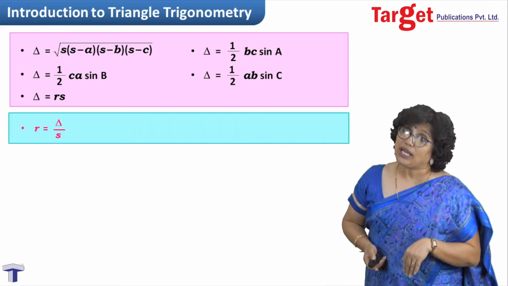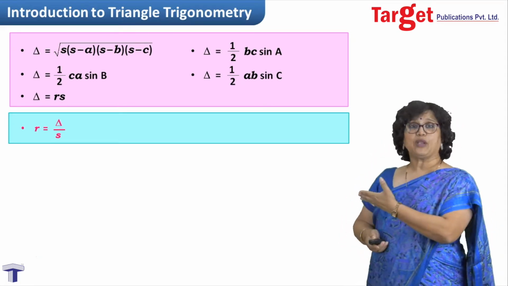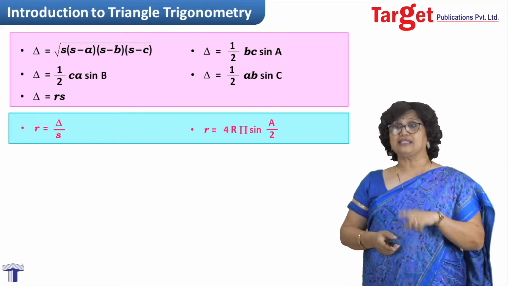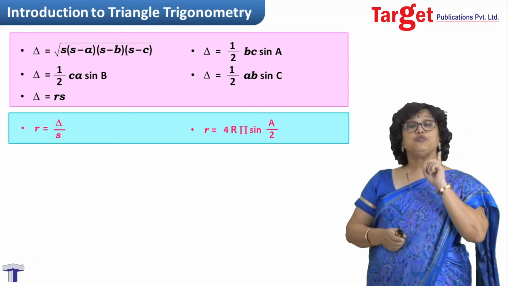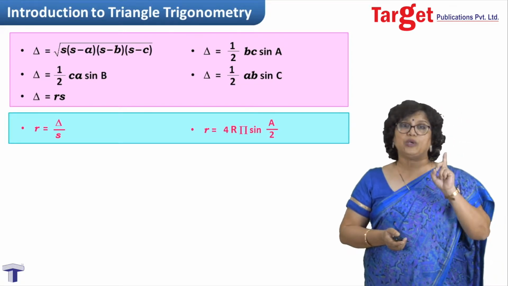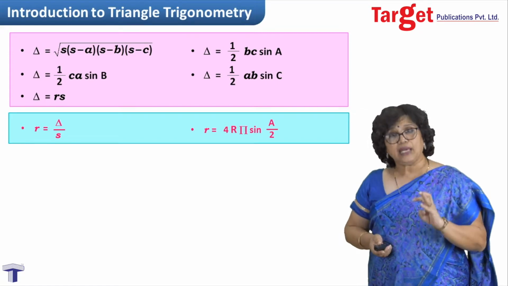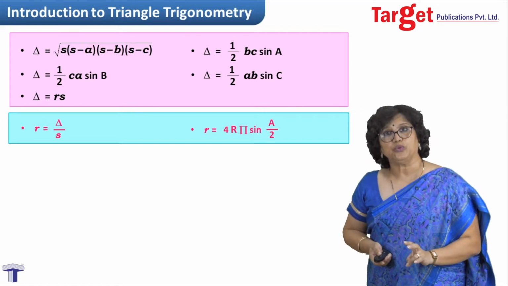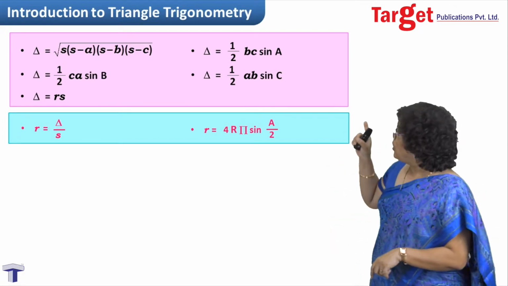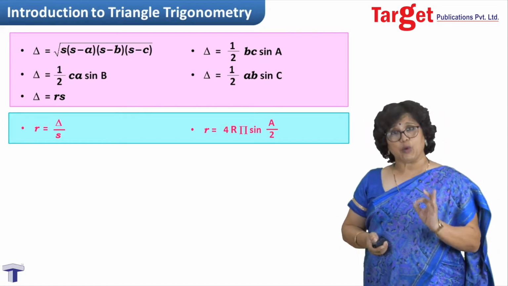Now, there are formulae which are for in radius also, like small r is delta upon s, which comes from the upper formula itself. And there is one more which is nicely written as 4 capital R into product sine A by 2. I hope you understand that capital pi written there. Capital pi notation stands for product. When I say product sine A by 2, it means sine A by 2 into sine B by 2 into sine C by 2. So there are actually 3 terms which we write under one notation, product sine A by 2. So 4R times product sine A by 2 stands for in radius small r.